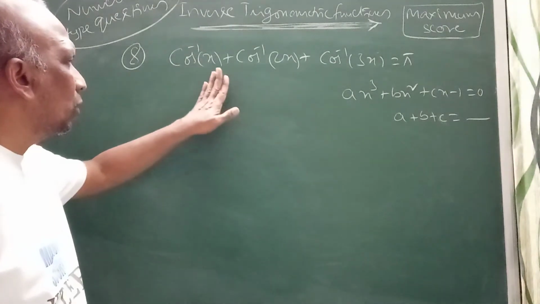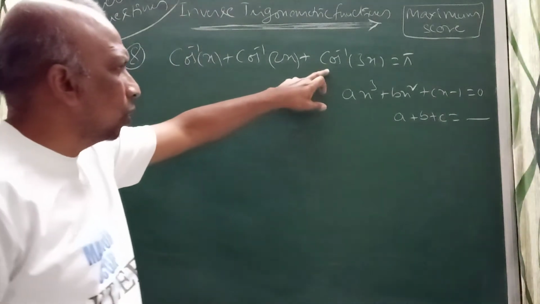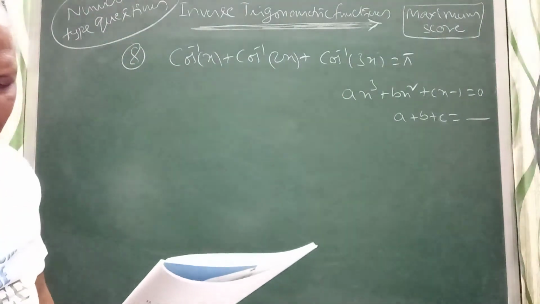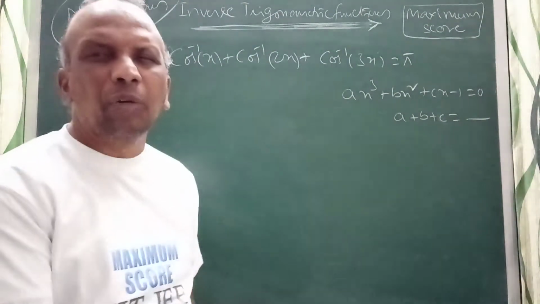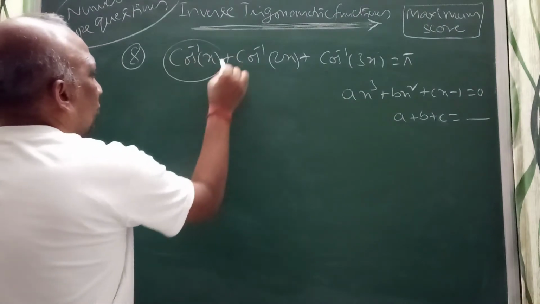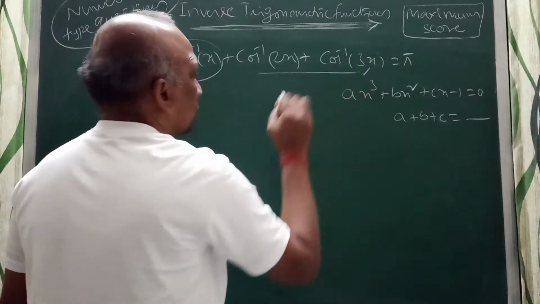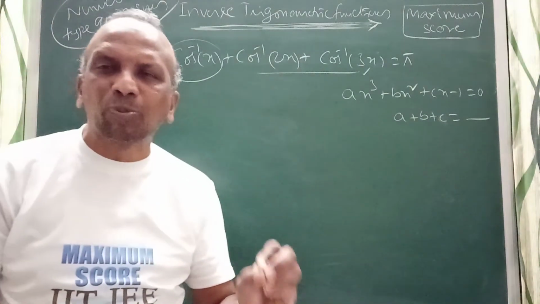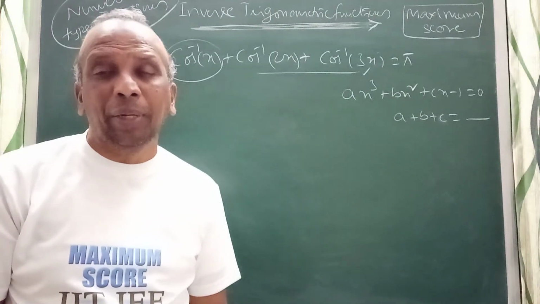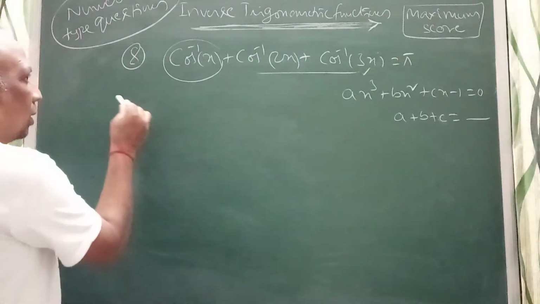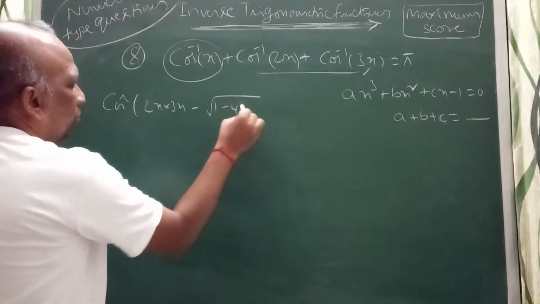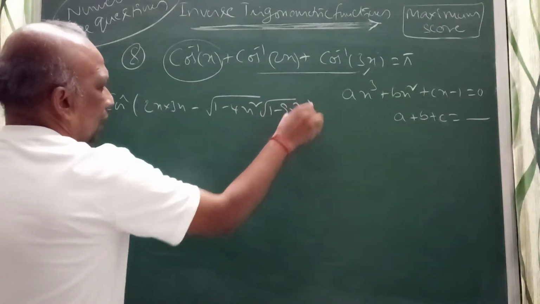See in this problem, they have given cos inverse x plus cos inverse 2x plus cos inverse 3x is equal to pi. They have given this value equal to pi, and x satisfies this equation. Then what is a plus b plus c? When they are given like this, you can observe here. Transfer cos inverse of x to that side. Now think about cos inverse x plus cos inverse y, which is cos inverse of xy minus root of 1 minus x square into root of 1 minus y square. If you apply this, I can write here cos inverse of 2x into 3x minus root of 1 minus 4x square into root of 1 minus 9x square, right?